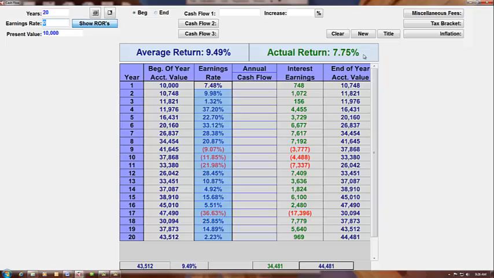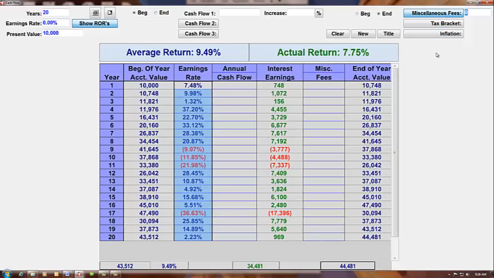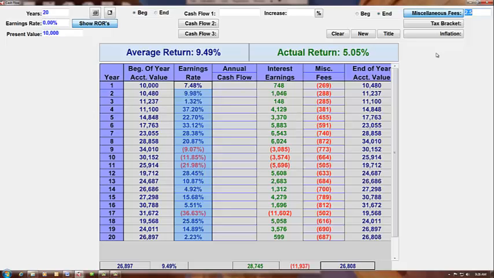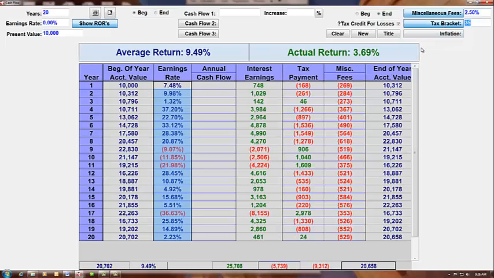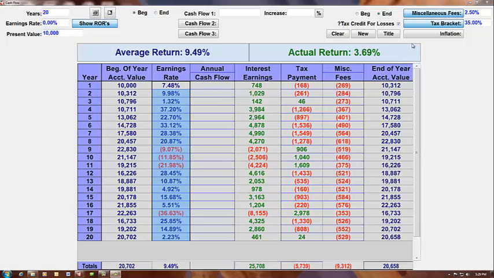But we take this one step further. We still have to figure taxes and fees have not been deducted from this gross actual rate of return. So if we look at the management fees, the number we're going to use is 2.5%. I personally believe it's much higher than that. And if you're in a tax bracket of 35%, you notice now that the actual rate of return has diminished to 3.69%.